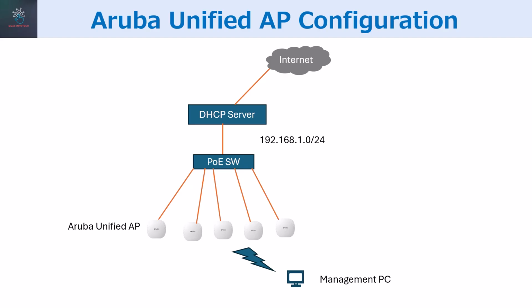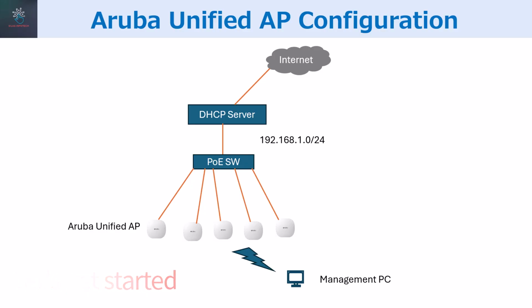A DHCP server handing out IP addresses in the 192.168.1.0/24 subnet, a PoE switch powering the Aruba AP, and a management PC for configuration. Let's get started. Step 1.